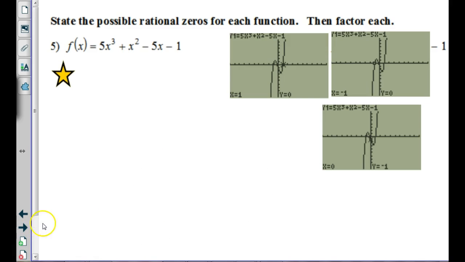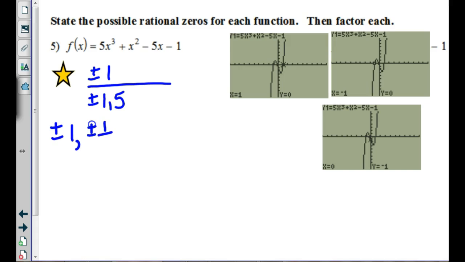Number 5, it says state the possible zeros and then factor. So at the end, I have to write it as factors. What are the possible zeros here? Plus or minus what over what? 1 on top, and all the factors of 5 on the bottom, which would be 1 and 5. So what are my possibilities? 1 over 1 or 1 over 5. Okay? That's part of the answer.